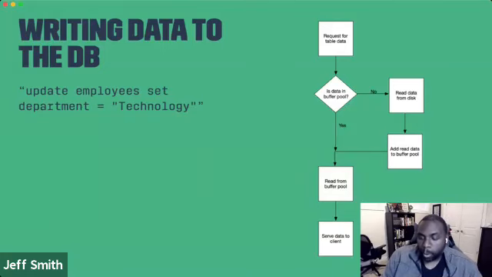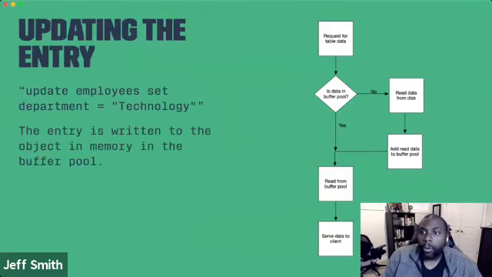But then what we also do is we update. So let's say you're running an update statement like update employee, set department equal to technology. This update is written to the object in memory in the buffer pool. Only later does it actually get serialized to disk and then ultimately flushed into the hard drive.